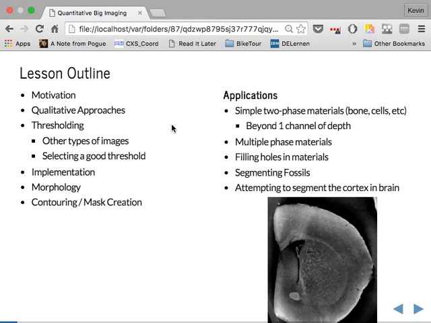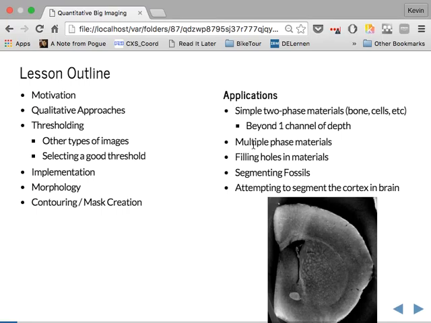But of course, there are lots of images that have more values there, and how do you incorporate that? Then sort of multiple phase materials, and so this is where you have like soft tissue, hard tissue, and then air. And so you now have three different phases that you're trying to segment, and what do you need to be sort of concerned with when you do that, so that you don't make mistakes, because you run into new problems when you have multiple phases that you're trying to segment. Sort of how do you go about filling holes in materials?